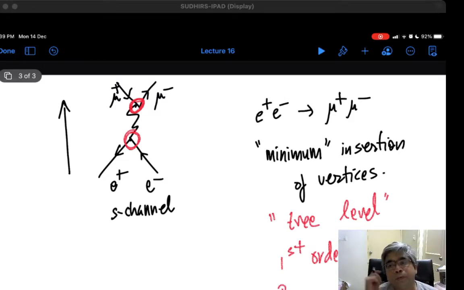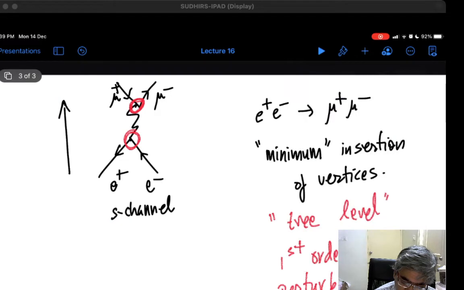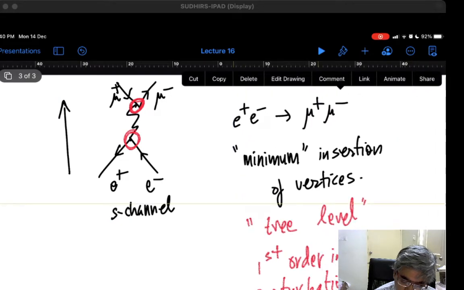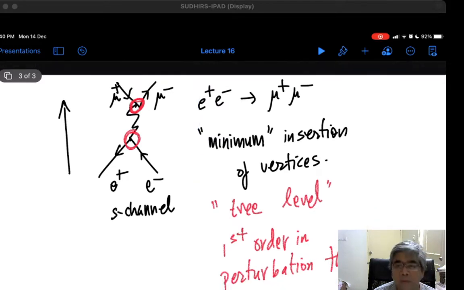This is just first order in perturbation theory, right? So in principle you can have... okay, so this is not being seen. Okay, so this is just first order in perturbation theory.